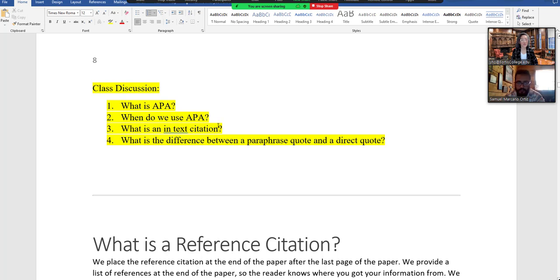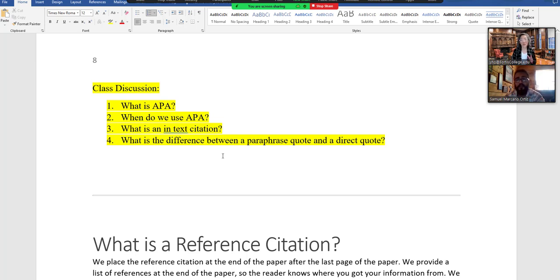Okay, so what is the difference between an in-text citation and a reference citation? An in-text citation occurs inside the body of the paper, and then the reference citation is what you put at the end of your paper when you put the whole thing. So your in-text citation just includes your author and date. Then your reference citation includes the rest of it.